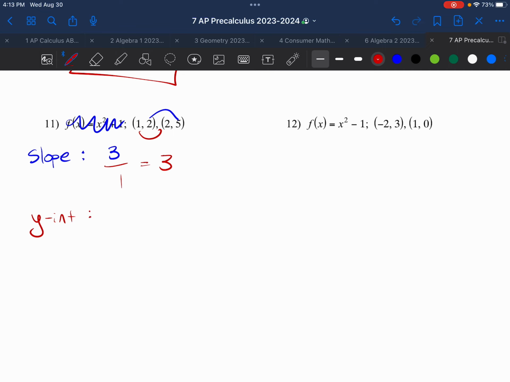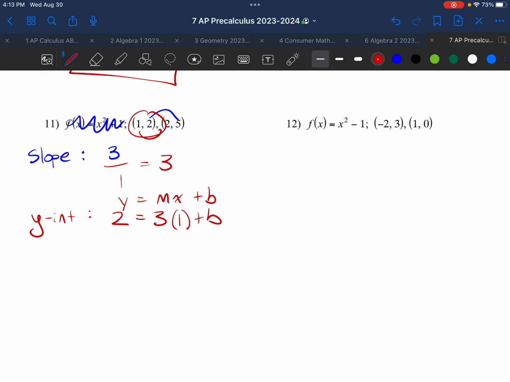I'm going to randomly choose this point. So the y is 2. Y equals m, and then x is 1, plus b. Again, I'm plugging into y equals mx plus b, but I'm going to stop writing out y equals mx plus b. You guys have that memorized. I'm just writing it out as I plug it in.